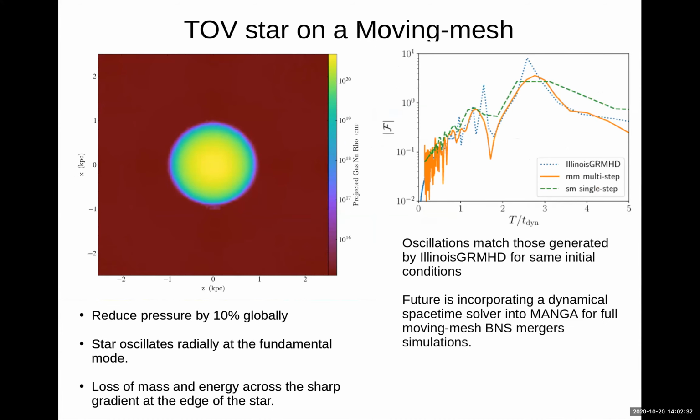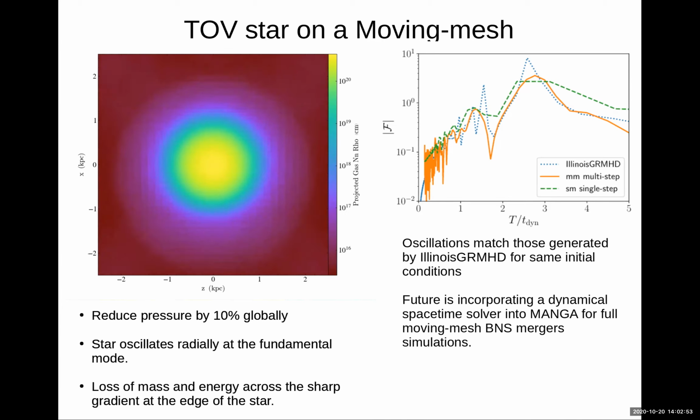Okay, and this is another thing that you can do, just to test it out. You can reduce the pressure of the entire star by 10%, and the star will begin to oscillate radially at the fundamental mode. And we can compare that to a known solution from a known code, Illinois GRMHD, shown in a dotted line in the right column. And you can see the fundamental mode is more or less recovered for all the different cases, either in multi-stepping or in single time stepping, right?